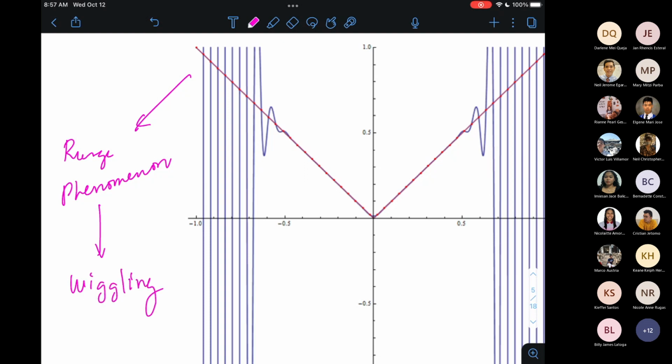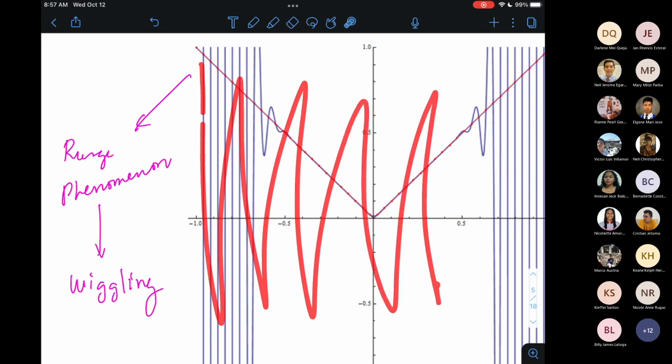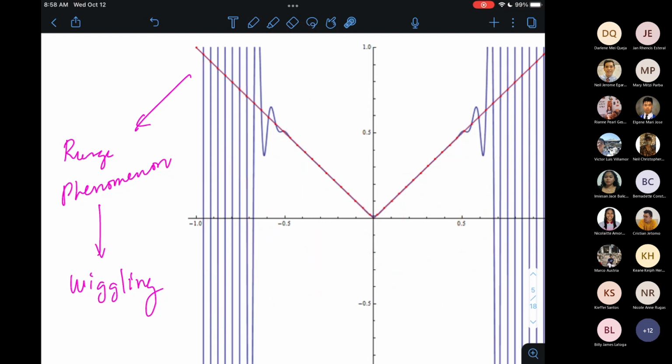Kasi kapag high degree polynomials yung ginagamit natin, yung ating nakukuhang AIP ay sort of nagwi-wiggle. Alright? So nagkakaroon siya ng ganyang behavior. So bakit kaya? Bakit may ganung property yung mga high degree polynomials? Bakit sila nagwi-wiggle? Bakit mataas yung chance na magkaroon ng fluctuations between function values? I mean, from very high positive values to very low negative values.